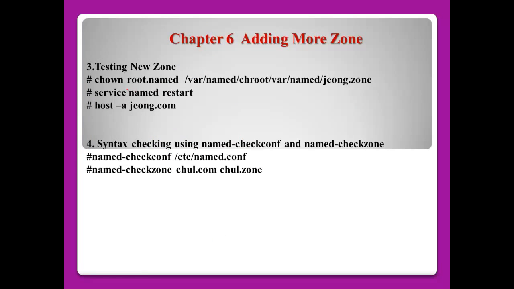And testing the new zone: first change the ownership to root:named, the name of the zone file is jongjon, and then restart the named service and query the new domain jong.com like this. So even if you don't create the reverse zone file for this jong.com, no problem, you can use this new domain.